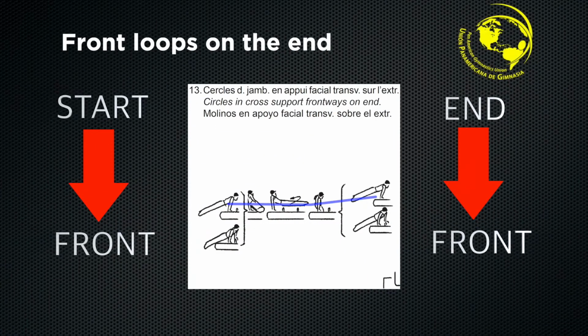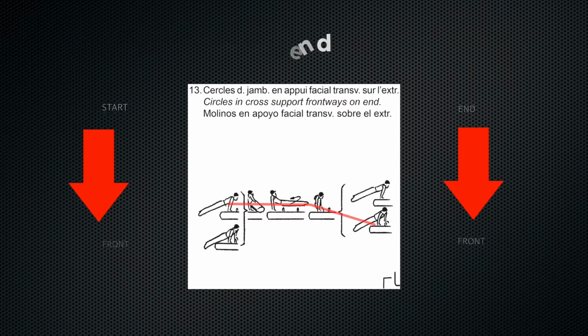This drawing from the code of points shows the most usual variation, start and end with both hands on leather. However, the other variation starts with both hands on leather and ends with one hand on leather and one hand on the pommel, which is important to understand.